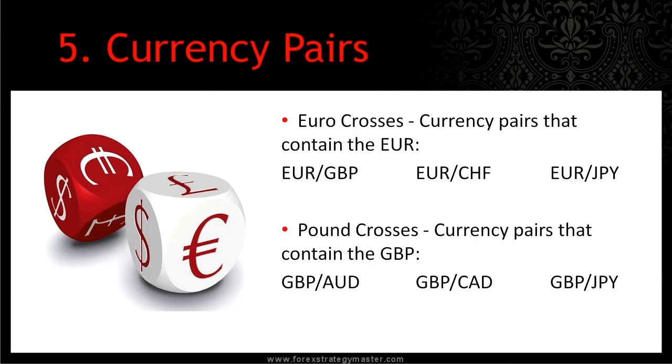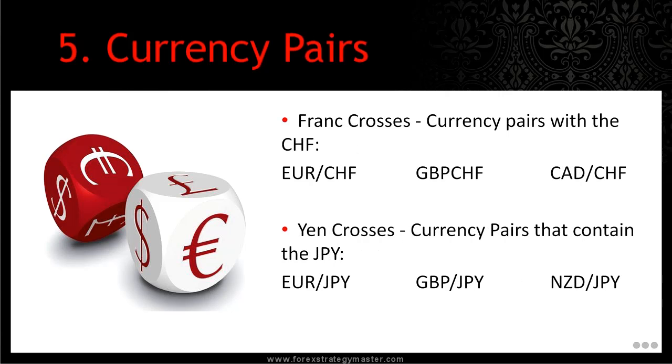Now we can get specific kind of crosses. For example, here are some examples of euro crosses. These are currency pairs that don't contain the US dollar, but each have the euro in it. We have the euro pound, the euro Swiss franc, and the euro yen, for example. Some pound crosses would be the pound Australian dollar, the pound Canadian dollar, and the pound Japanese yen. Some franc crosses, currency pairs with the Swiss franc, will be the euro franc, the pound franc, and the CAD franc. Some yen crosses, currency pairs that contain the Japanese yen, the euro yen, the pound yen, the New Zealand dollar Japanese yen.